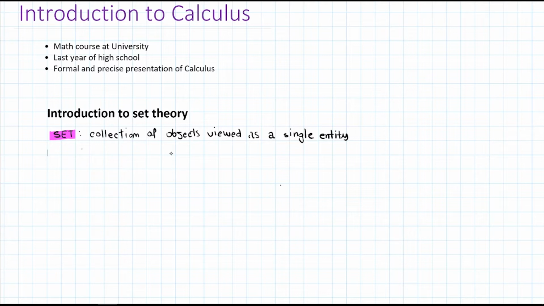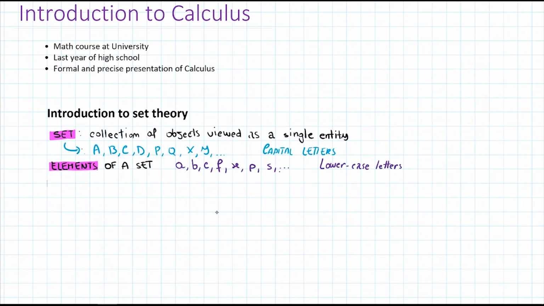First of all, we have to define a set, which is a collection of objects viewed as a single entity. The sets are identified by capital letters, so A, B, C, D, P, Q, X, Y, and so on. Instead, the elements of a set are denoted by lowercase letters. So in this case, a, b, c, f, x, p, s, and so on.